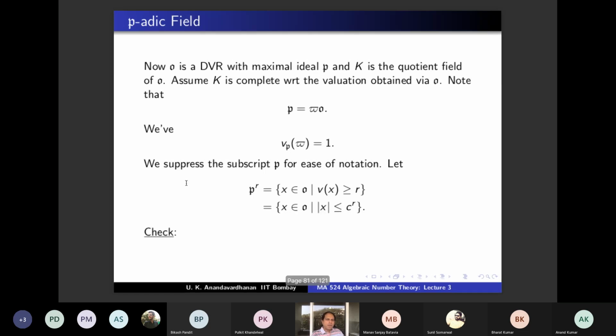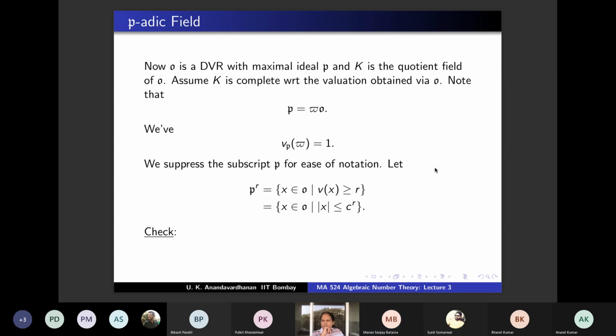Do you agree that these P to the power r are ideals? These are ideals of O. Is it easy to check that this is an ideal? P is your unique maximal ideal. And is it easy to check that this is also an ideal? Do you see the proof already?